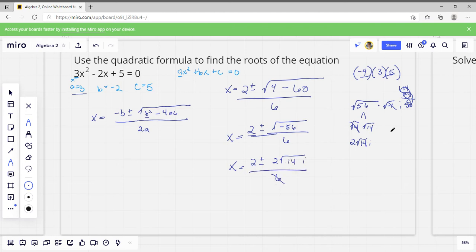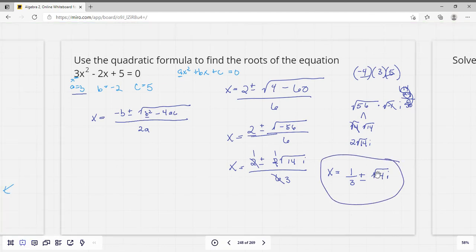Now we can reduce right here, and that would be 1 and 3 and 1. So we're going to have x equals 1/3 plus or minus the square root of 14i over 3. And that is the answer to that one.